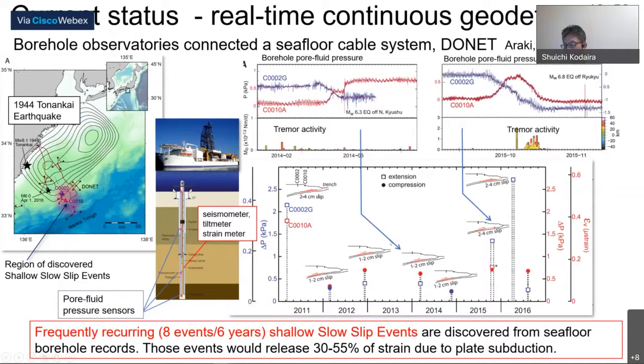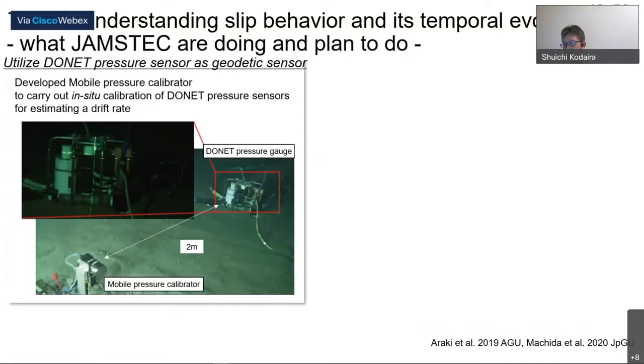And another geodetic approach to establish geodetic monitoring is to utilize the DONET tsunami gauge as a geodetic sensor. So as some of you may know, a pressure gauge has instrumentation drift, which is kind of a problem to use the pressure gauge as a vertical geodetic sensor. So to solve this problem, we developed a mobile pressure calibrator to carry out in-situ calibration of the DONET pressure sensor to estimate the drift rate of each DONET tsunami sensor.